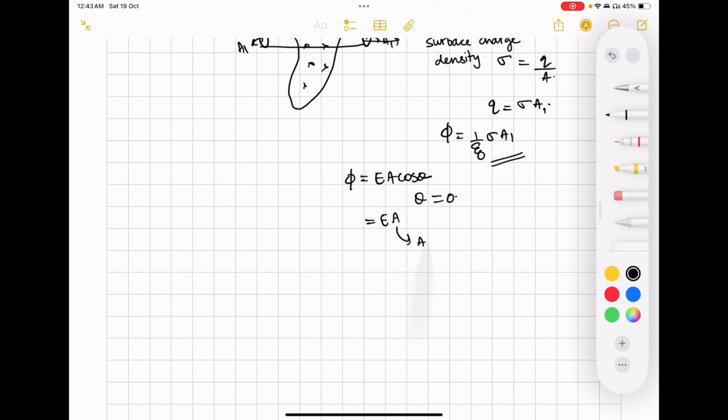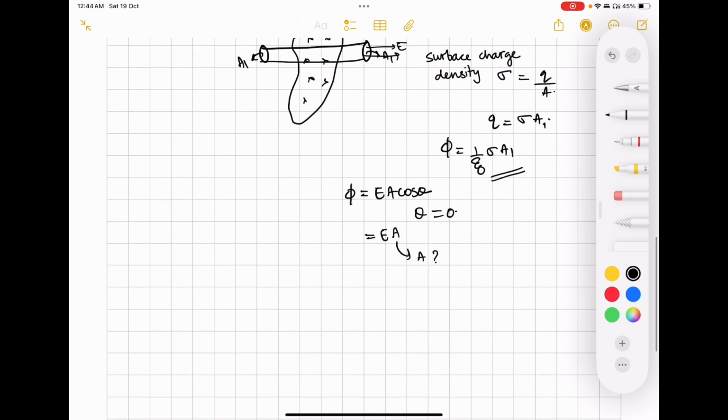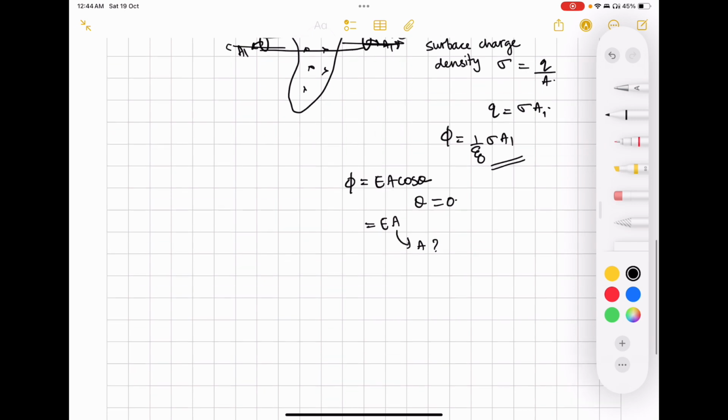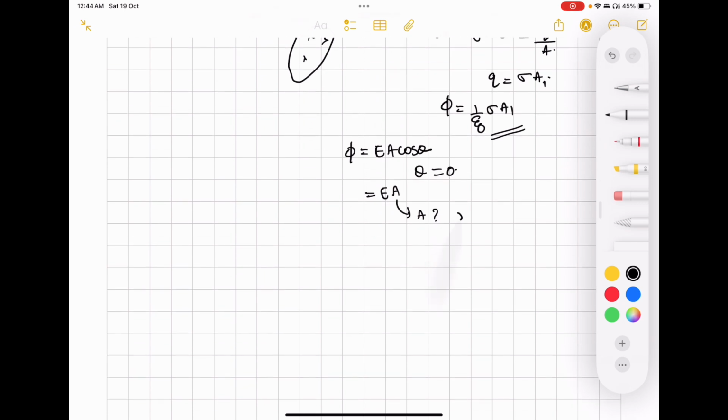So what is this A here? Here A is the area through which the electric field line flows, or the area through which the flux passes through. So we have flux through this area and flux through this area. So area here is equal to 2A1. So we can write phi is equal to E into 2A1.